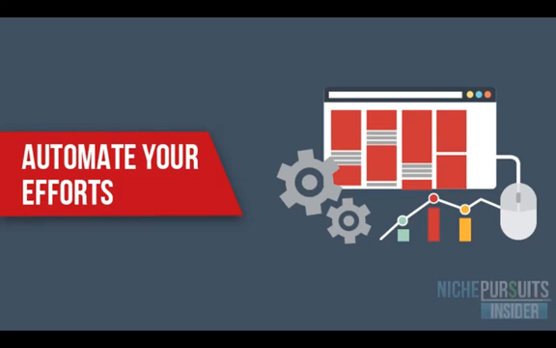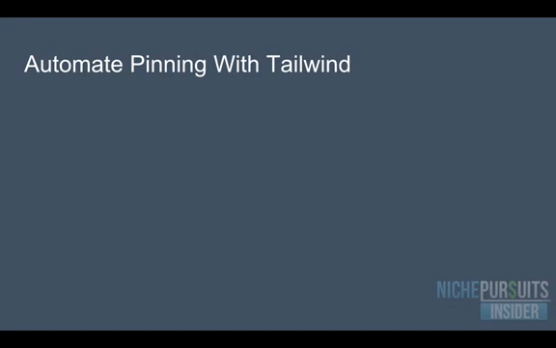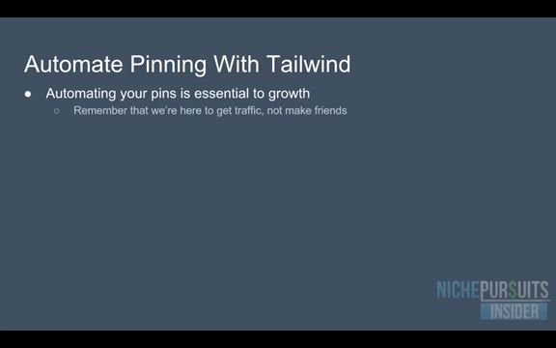So at this point, maybe you've added 1 or 2 pins to your boards, and that's fine. But really, automating through a tool called Tailwind is what we're going to talk about next, and it makes things so much faster, so much easier, so you don't have to take a lot of your time to manage this stuff. So I would say that automating your pins is essential to growth, because unless Pinterest is all you do, you just don't have the time to put out the amount of fresh content, manually hitting that pin button and checking in multiple times a day. It's just impossible. So if you want to grow, this is really a non-negotiable as far as I'm concerned.